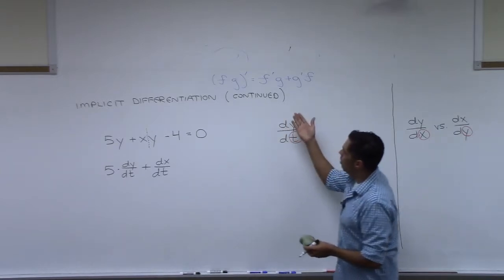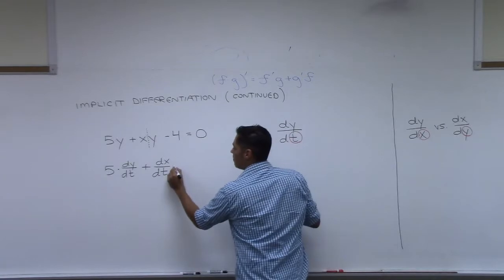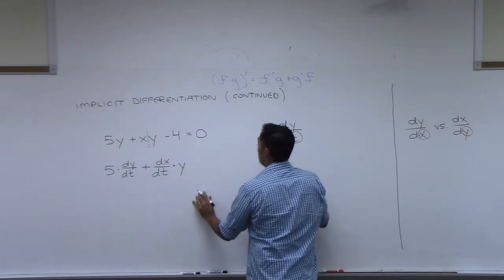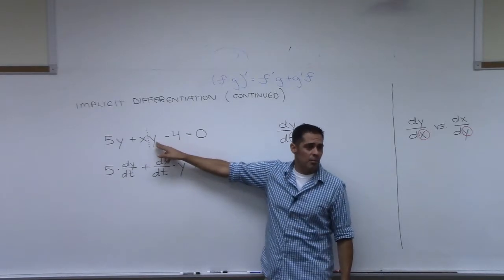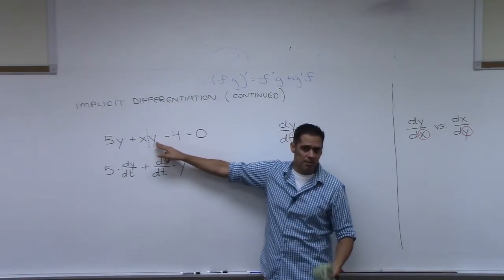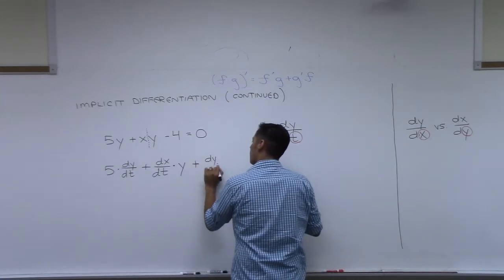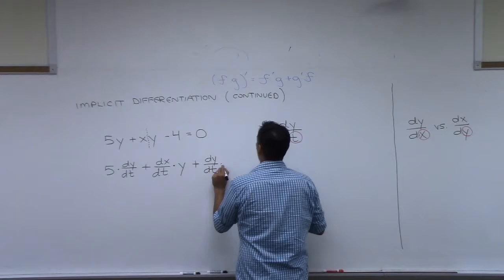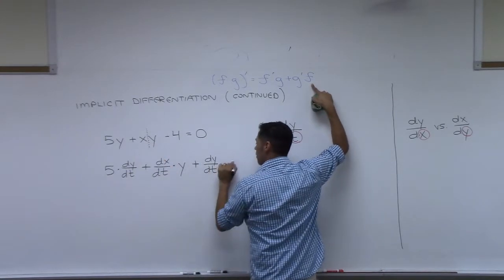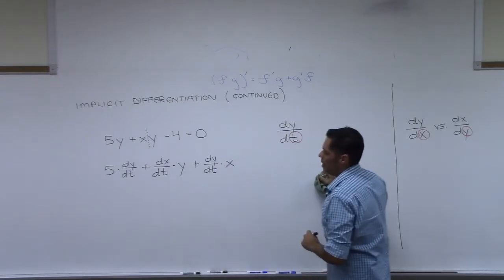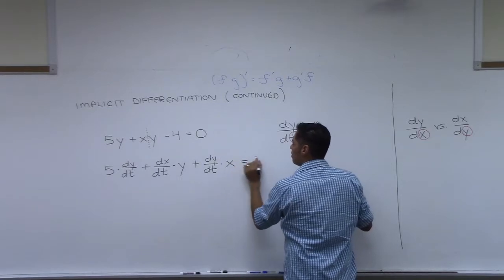What's the next part of the product rule? This part, right? So that's just going to be times y. And then I have plus. Now, what is the derivative of y with respect to time, or to t? dy dt again, right? Times the f, and what's f for us here? X, right? No derivative. And then derivative of that is 0, equals derivative of that is 0, so we get this.